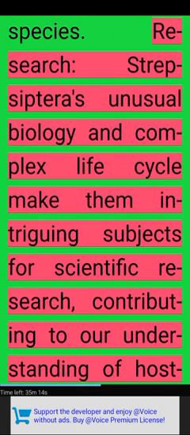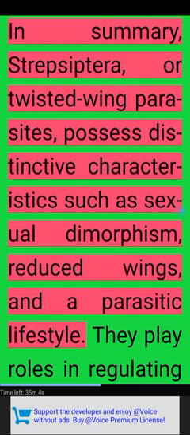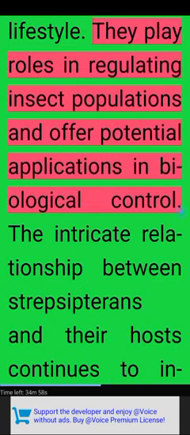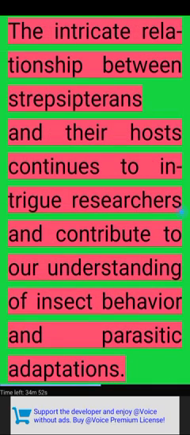In summary, Strepsiptera, or twisted-wing parasites, possess distinctive characteristics such as sexual dimorphism, reduced wings, and a parasitic lifestyle. They play roles in regulating insect populations and offer potential applications in biological control. The intricate relationship between strepsipterans and their hosts continues to intrigue researchers and contribute to our understanding of insect behavior and parasitic adaptations.